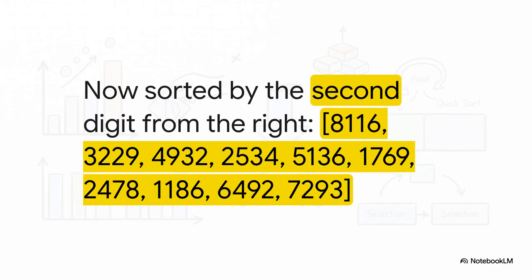Okay, round 2. Now we sort by the next column, the tens digit. And this is where you see the magic of stability in action. Look at 4932 and 6492. They both have a 9 in the tens column. Because our sort is stable, it remembers that 4932 came before 6492 in the last step, so it keeps them in that order. It's preserving the work we just did.